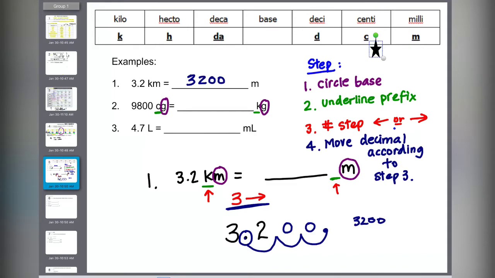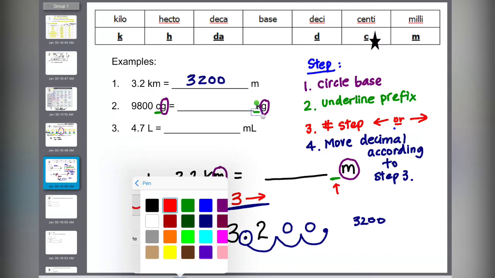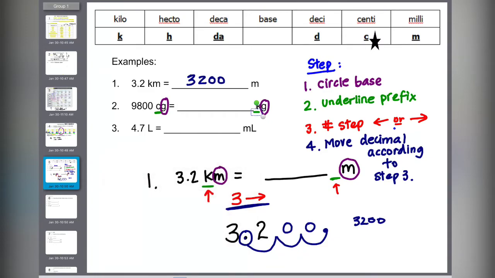I am going from C all the way to K, right? So I need to stand on the C, and I need to count how many steps I need to move so that I will get to K. Okay, so C to K. So I need to get here. This is my ending point. 1, 2, 3, 4, 5. I have to move it 5 steps to the left. So 5 steps to the left.